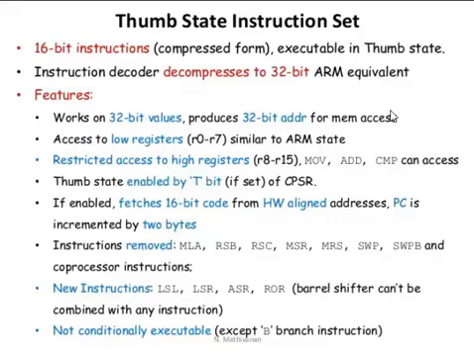Now there is no conditional execution in this. Okay, like we have a conditional instruction set in ARM, this is not there. Okay, now which ARM instructions are removed: MLA, RSB, RSC, MSR, MRS, SWP, SWPB, these are removed. Okay, now Thumb state is enabled by the T bit.